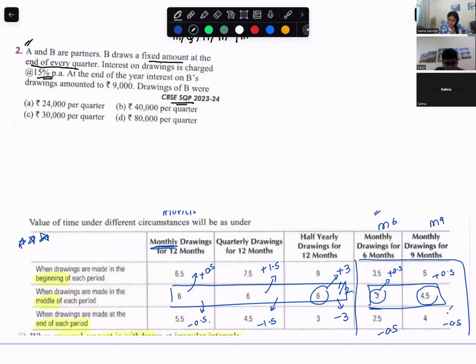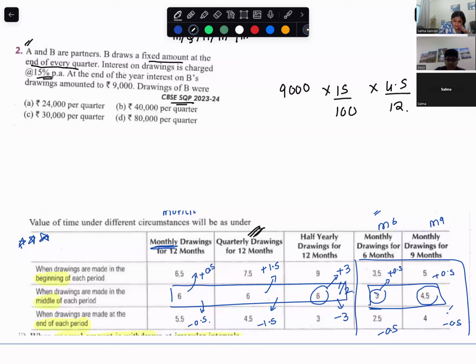So at the end of every quarter, is this quarterly drawings? Yes, ma'am. So this is quarterly drawings at the end. So you will multiply by what? Ma'am, at the end of each period, so 4.5. So into 4.5 by 12. What is the percentage? 15%. The amount of drawings? Amount of drawings is 9,000.